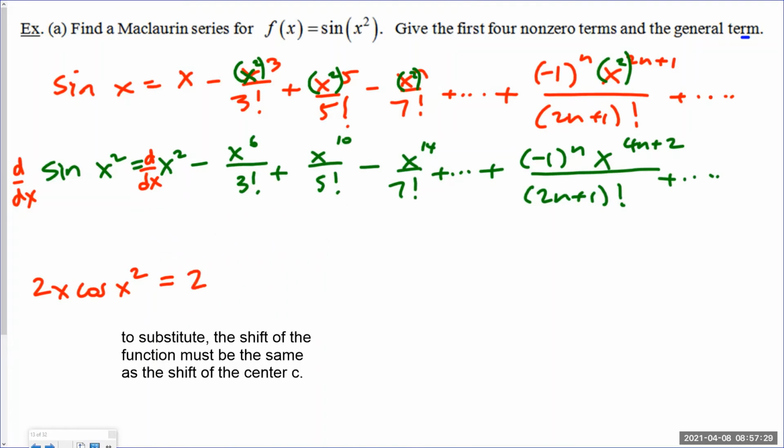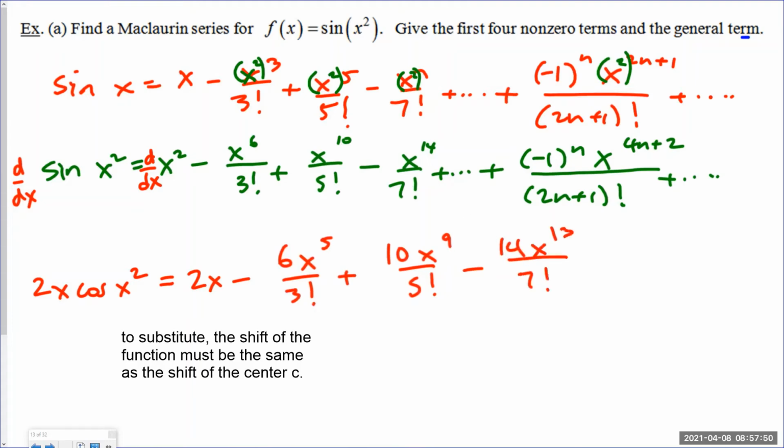So this would be 2x minus, what's the derivative of x to the 6? 6x5 over 3 factorial. What's the derivative of x to the 10? 10x9 over 5 factorial. What's the derivative of x to the 14? 14x to the 13 over 7 factorial. Do you guys see why I'm just carrying the bottom? The bottoms are like scalars. You guys good with that? So I'm pulling it out and pushing it back in.